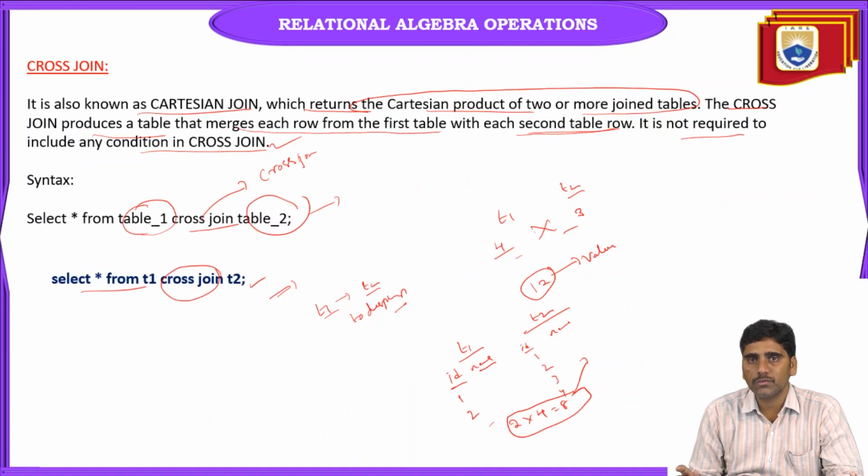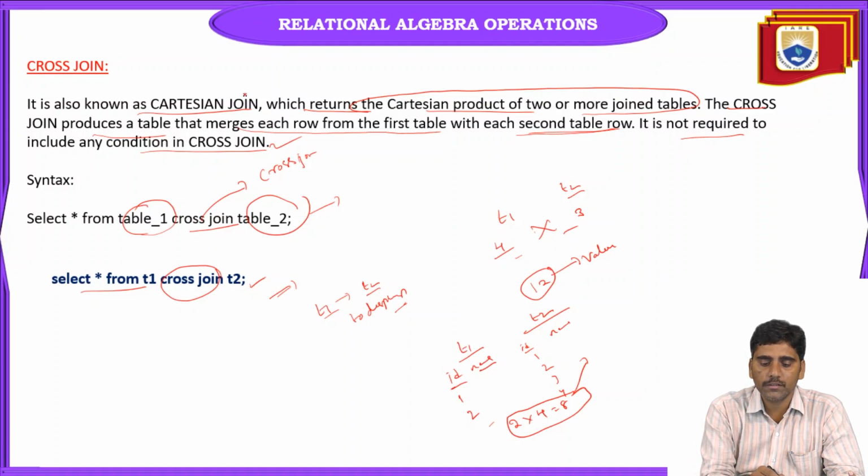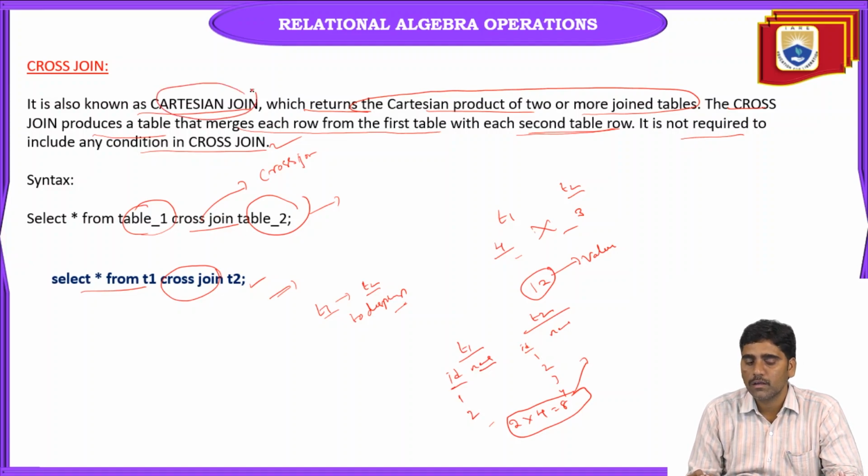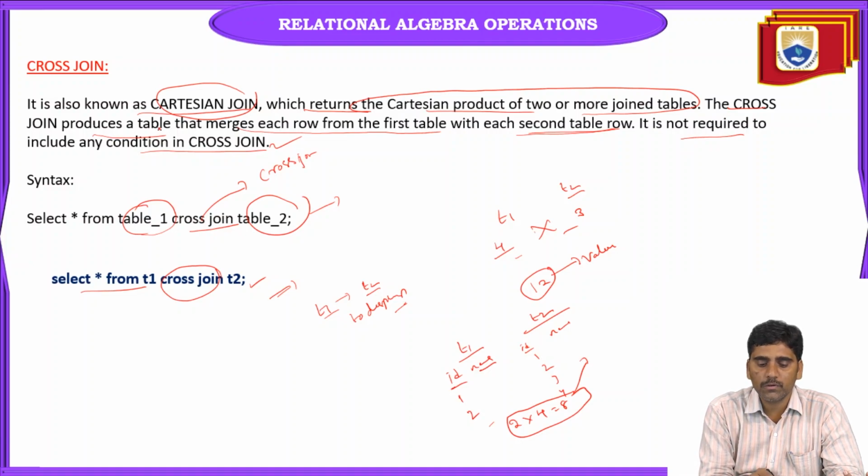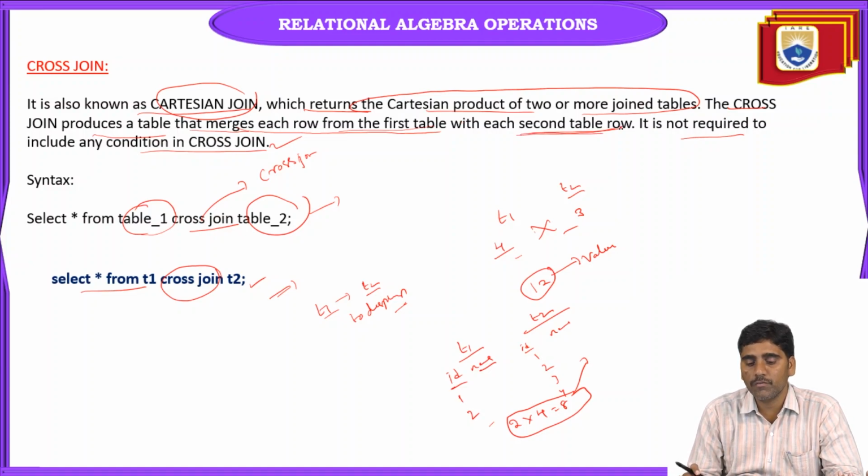And cross join, which is also known as Cartesian join. It returns the Cartesian product of two or more joined tables. It produces a table that merges each row from the first table with each row from the second table. So it merges all values from the first table with all values from the second table. It is not required to include any condition on a cross join.